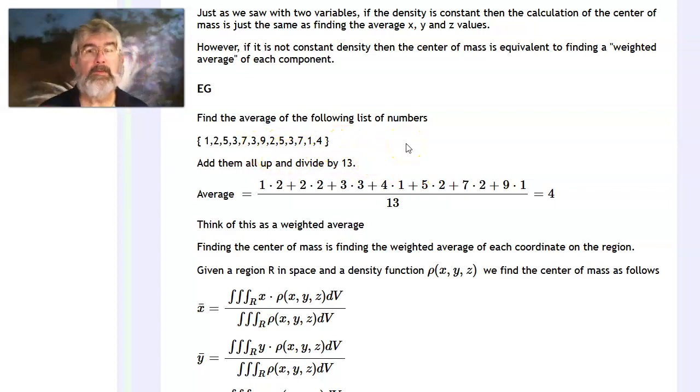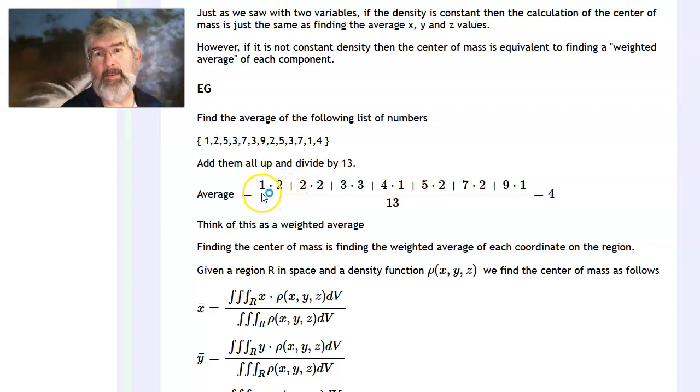So equivalent to adding them all up, I could write it this way, in that I'm listing each of the numbers that appears, 1, 2, 3, 4, 5, 7, and 9, and multiplying each by the number of times that they appear. I'm essentially giving each one a weight. That is, the 3 is weighted 3 times because it appears 3 times in the list. The 9 is only weighted once because it's only once in the list. Right? And the number I'm dividing by is the total weight of all of them.